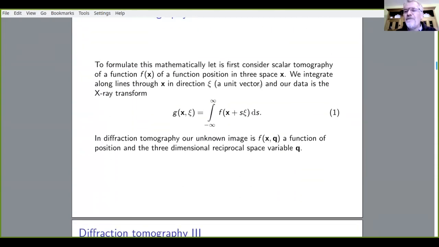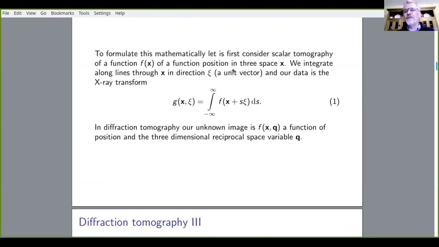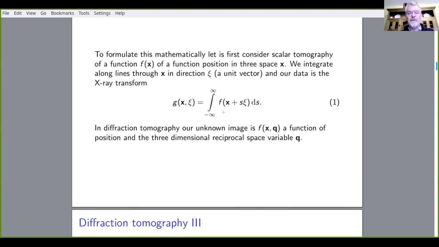So just a little bit of mathematical formulation, so it's not just kind of vaporware. To formulate this mathematically, first of all, think of scalar tomography. You have a scalar function of position. You go along a ray, and the ray is x plus s times xi, where xi is a unit vector, so you're going that way, and x is a starting point. You can think of it as being the source, if you like. And so we get the line integral, and that's our data for every value of line, right? So every starting point and direction. And the point is that f is isotropic, doesn't depend on direction.